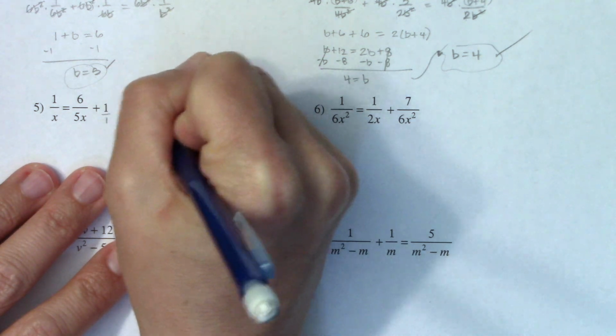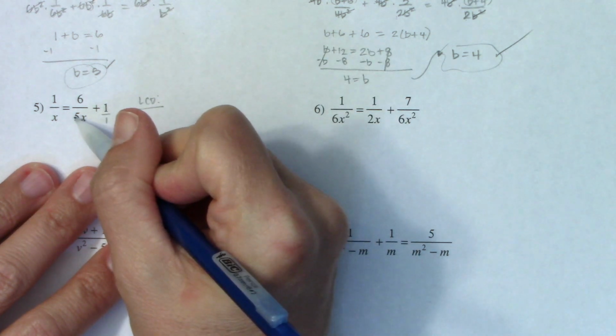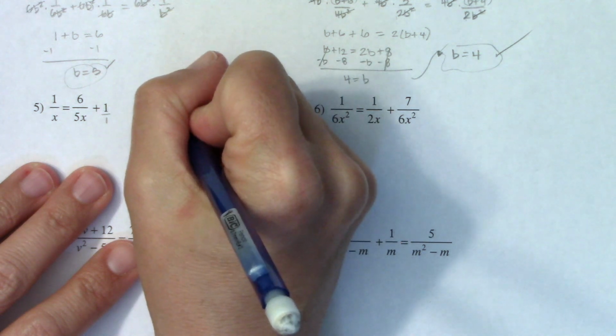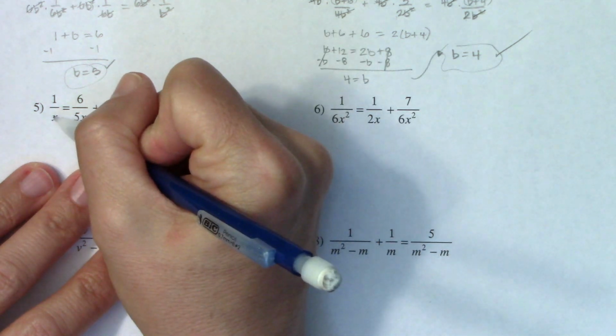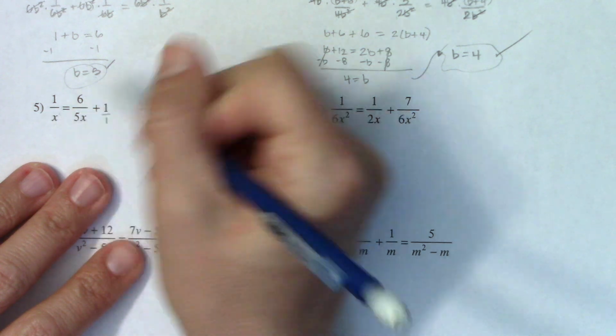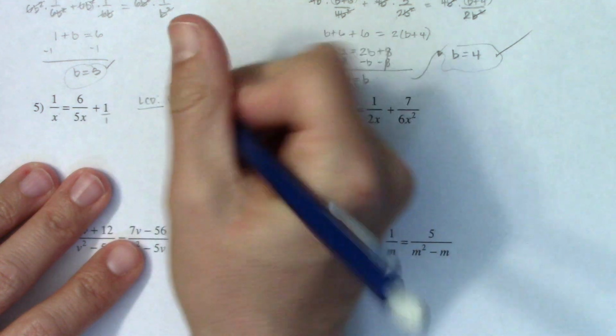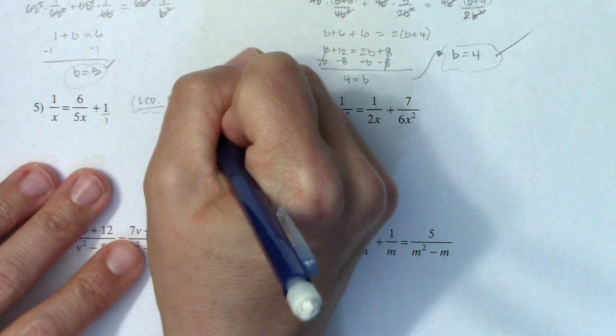So let's take a look at the LCD here. Number-wise, I just have 5 and 1, so I will cover my bases with the number 5. And variable, I just have this factor of x, and they're both raised to the first power, so my LCD is just going to be 5x.